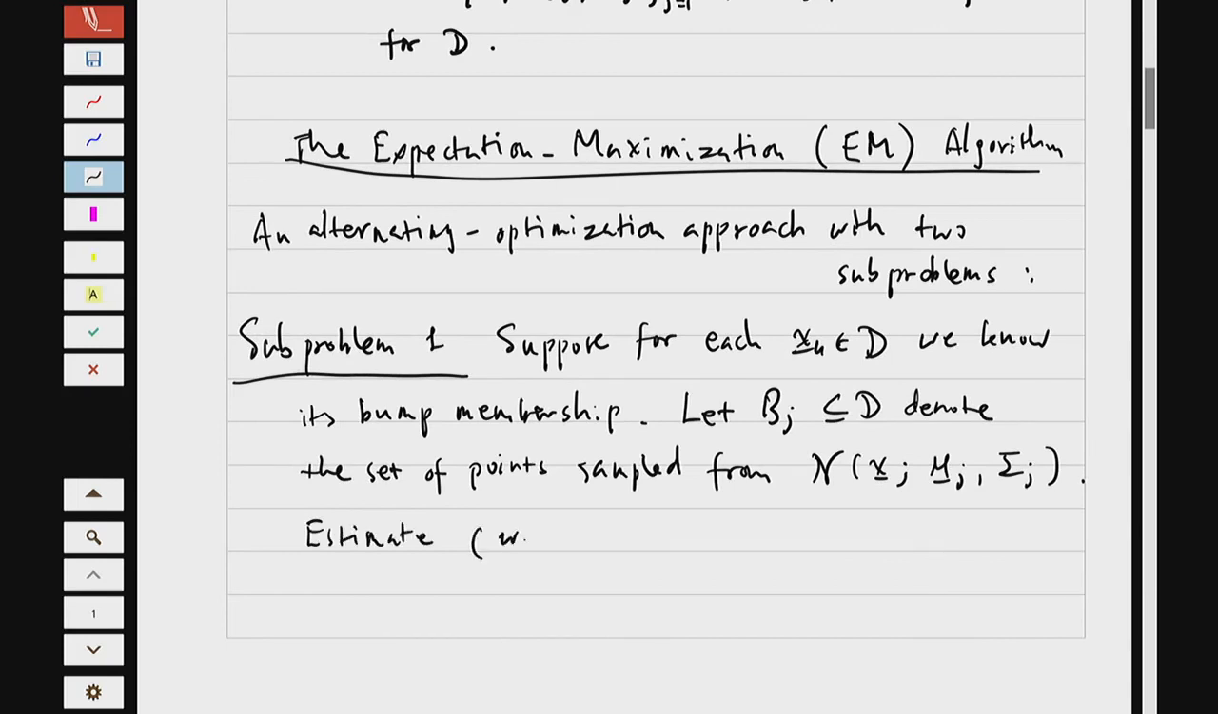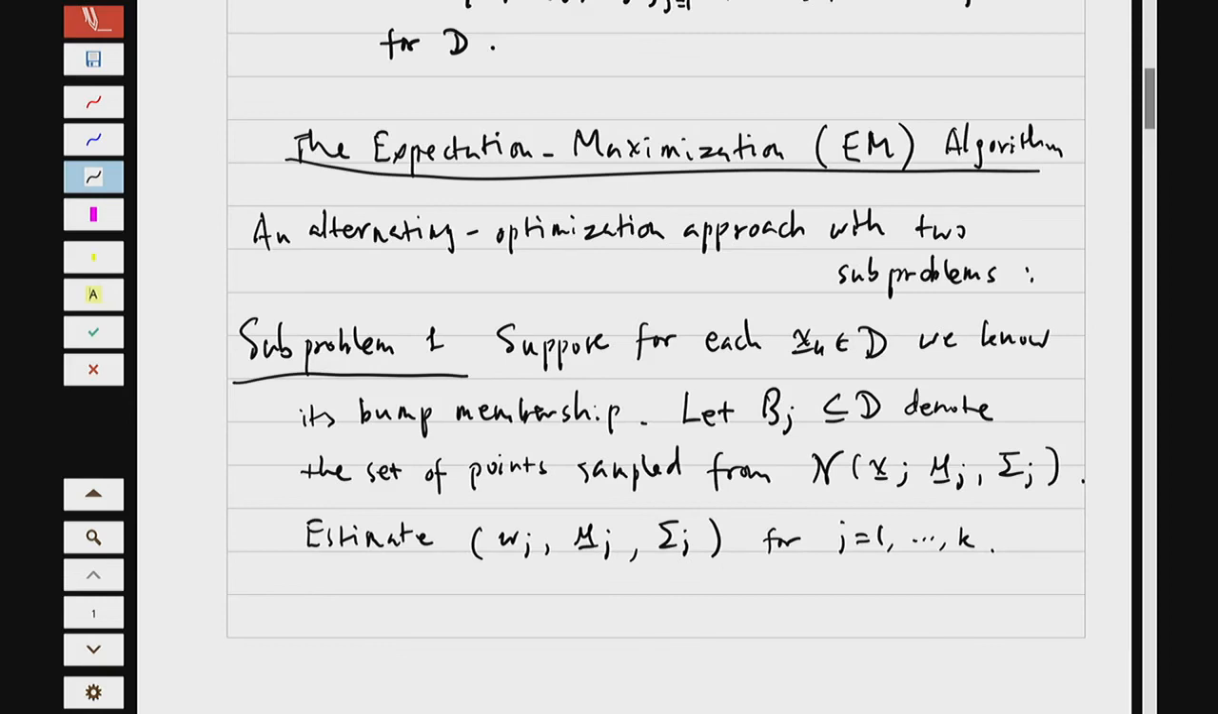the parameters: w j, the probability of choosing the bump, mu j, the mean of the bump, and sigma j, which is the covariance matrix for the bump. So for all of this, j equals 1 to k. These are the parameters for our Gaussian mixture model, basically.